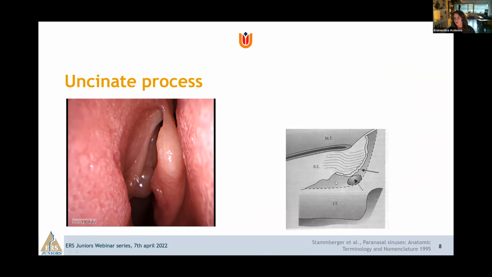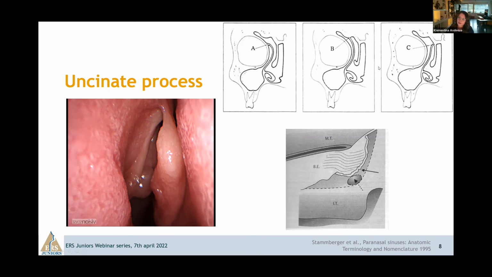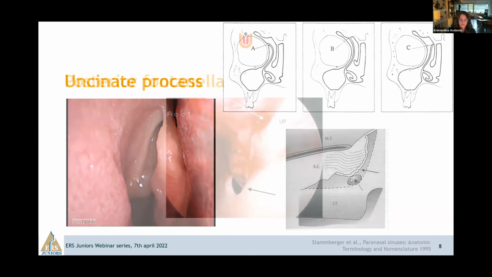Uncinate process has 2 parts, vertical and horizontal. Vertical part of the uncinate process can attach either to the orbits, to the skull base laterally or medially. Horizontal part of the uncinate process is attached to the lateral nasal wall superiorly to the superior attachment of the inferior turbinates. And the natural ostium of the maxillary sinus is hiding behind the uncinate process.